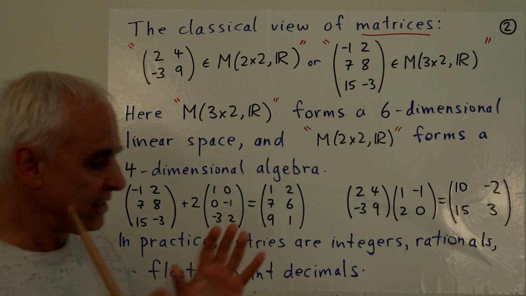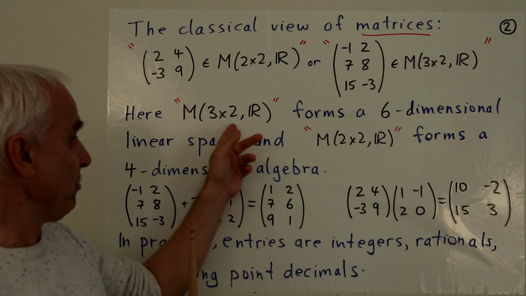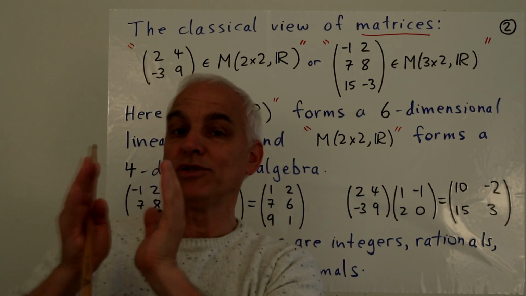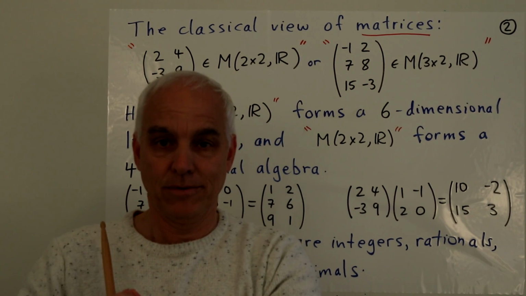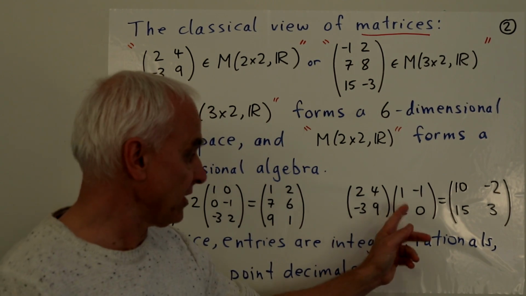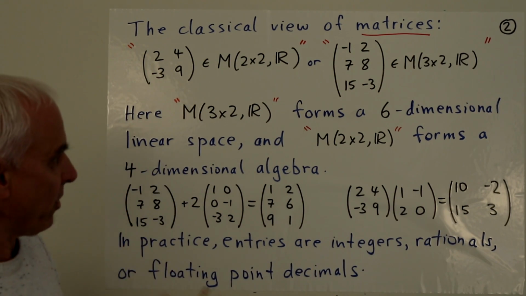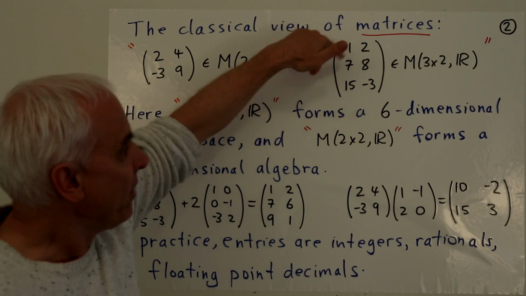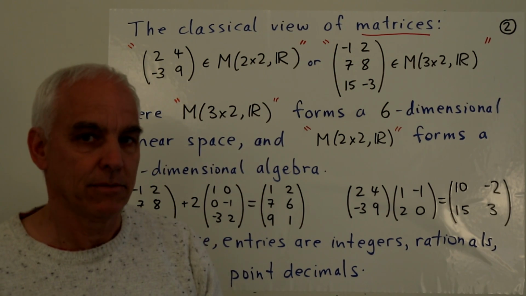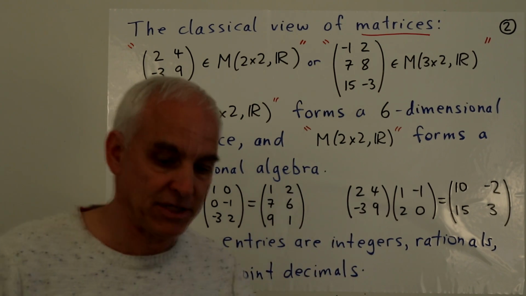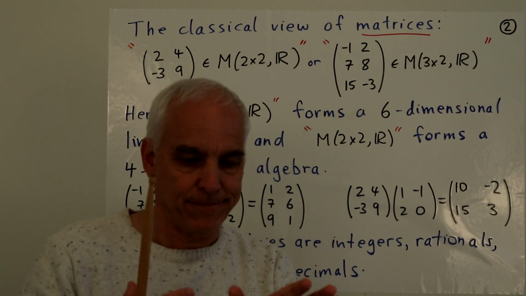And there's something different that happens for the 3x2 matrices and the 2x2 matrices. The 2x2 matrices are closed under multiplication. So the product of this matrix times this matrix is another 2 by 2 matrix. But we don't have a corresponding product of 3 by 2 matrices. But we could multiply this 3 by 2 matrix by this 2 by 2 matrix if we put them in the right positions.